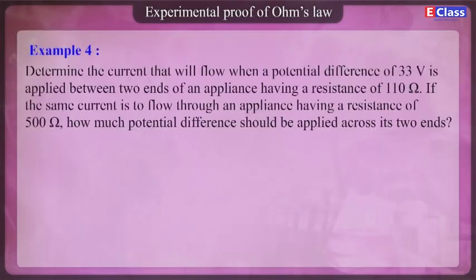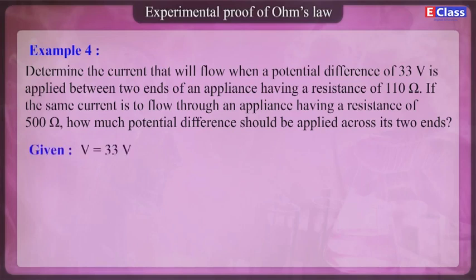Example 4. Determine the current that will flow when a potential difference of 33 volt is applied between two ends of an appliance having a resistance of 110 ohm. If the same current is to flow through an appliance having a resistance of 500 ohm, how much potential difference should be applied across its two ends?